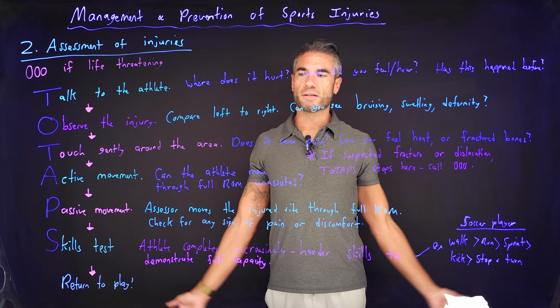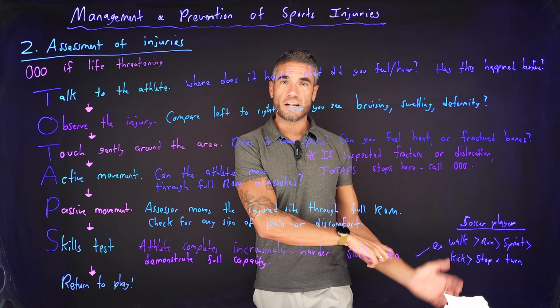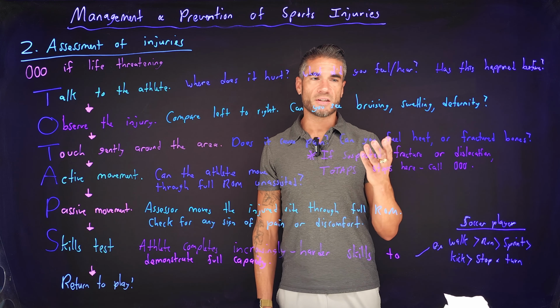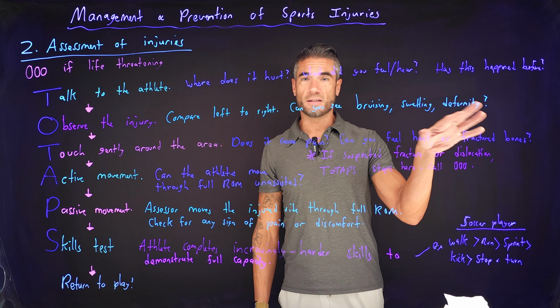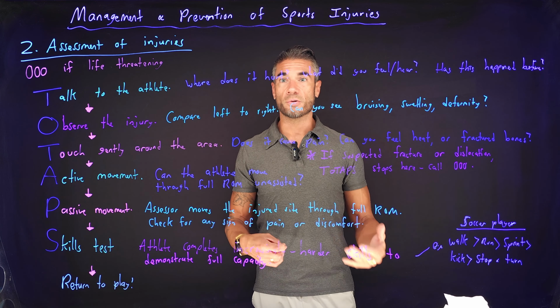Because our skeleton gives us our structure of the body, and if my arm has an extra bend in it here, well, that's probably not good. And obviously, if you are suspecting that that is bad, you would stop TOTAPS and call 000 or get them to a hospital ASAP.